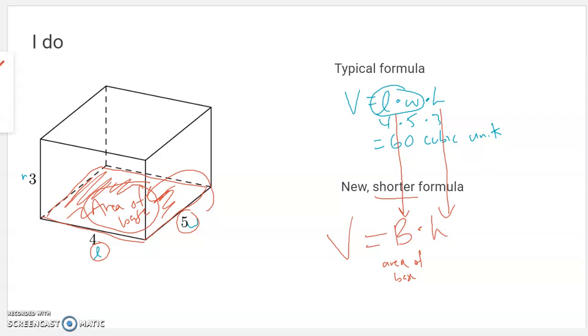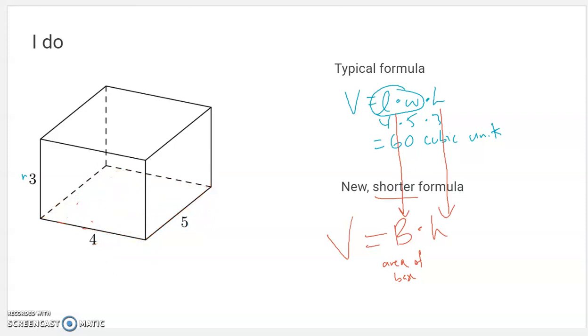So if I find the volume with the same thing, I'm saying, okay, let me find the area of this rectangle that it's sitting on. So that is a rectangle that is 4 by 5. So the area of the base is 20 times the height is 3, and I still get 60 cubic units. So I'm going to use that formula for other figures other than rectangular prisms. That's why I wanted to show it to you.